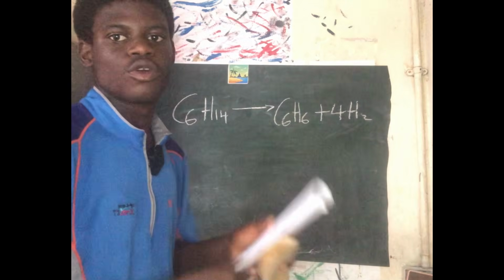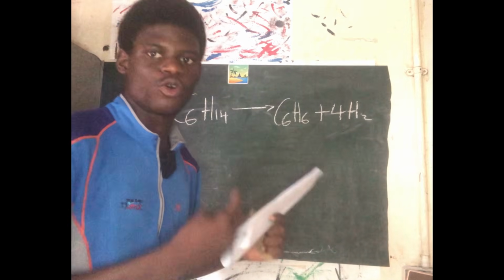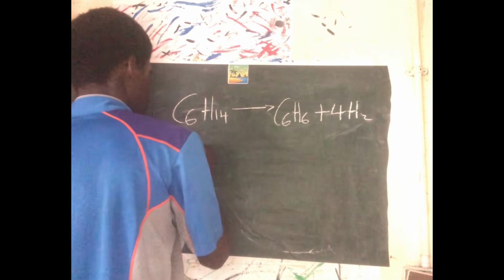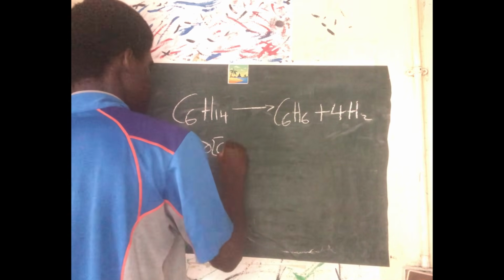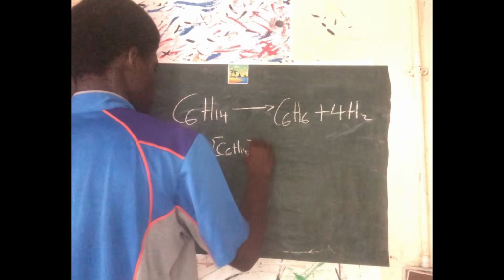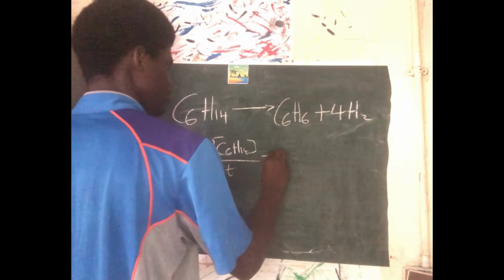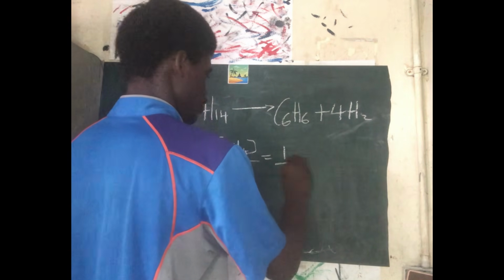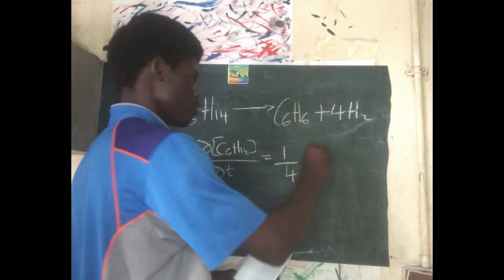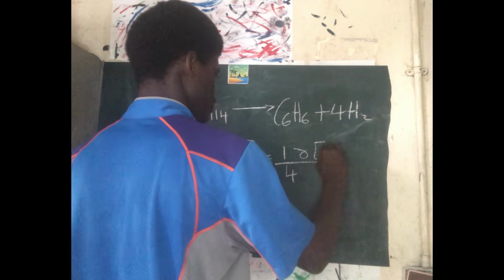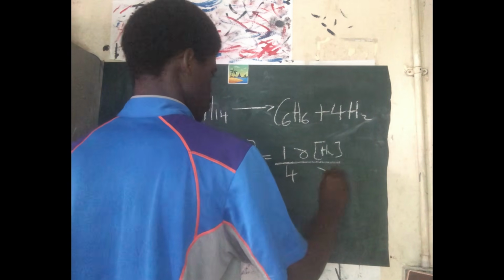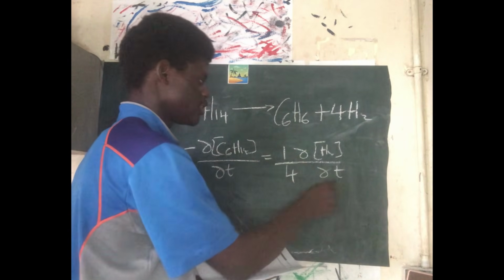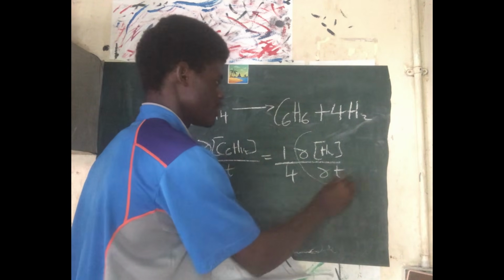So we need to write the formula that connects the two of them. So the formula that connects the two of them is minus d C6H14 over dt is equal to plus 1 over 4, because of this coefficient 4 of the H2, d H2 over dt. So they're asking us to find the H2 change in T. This is what they're asking us to find here.